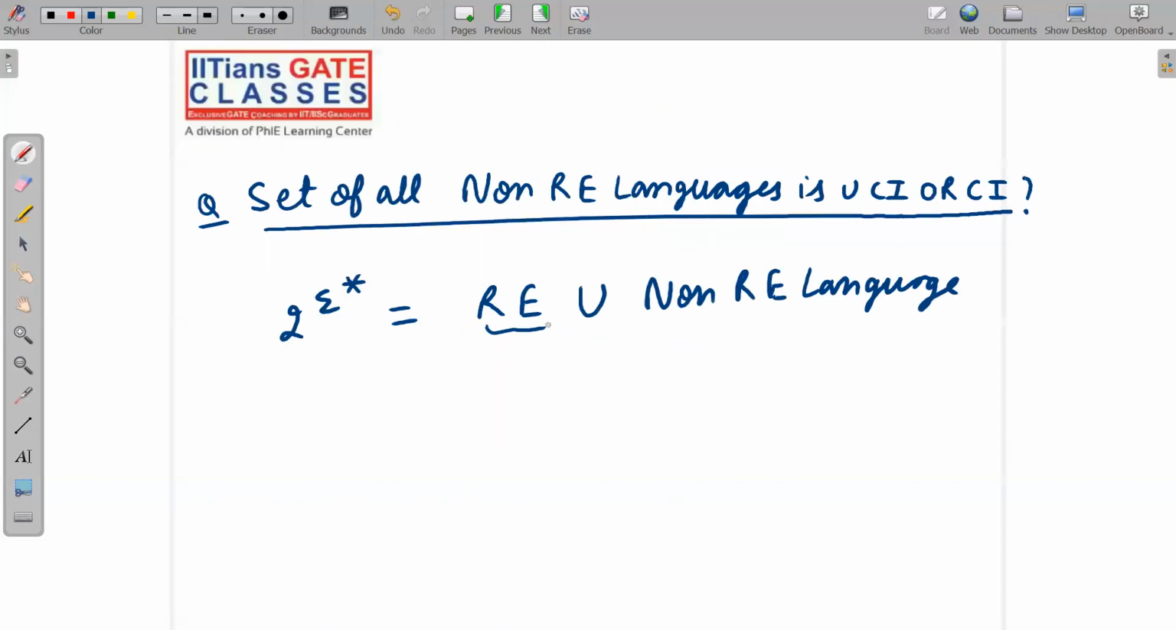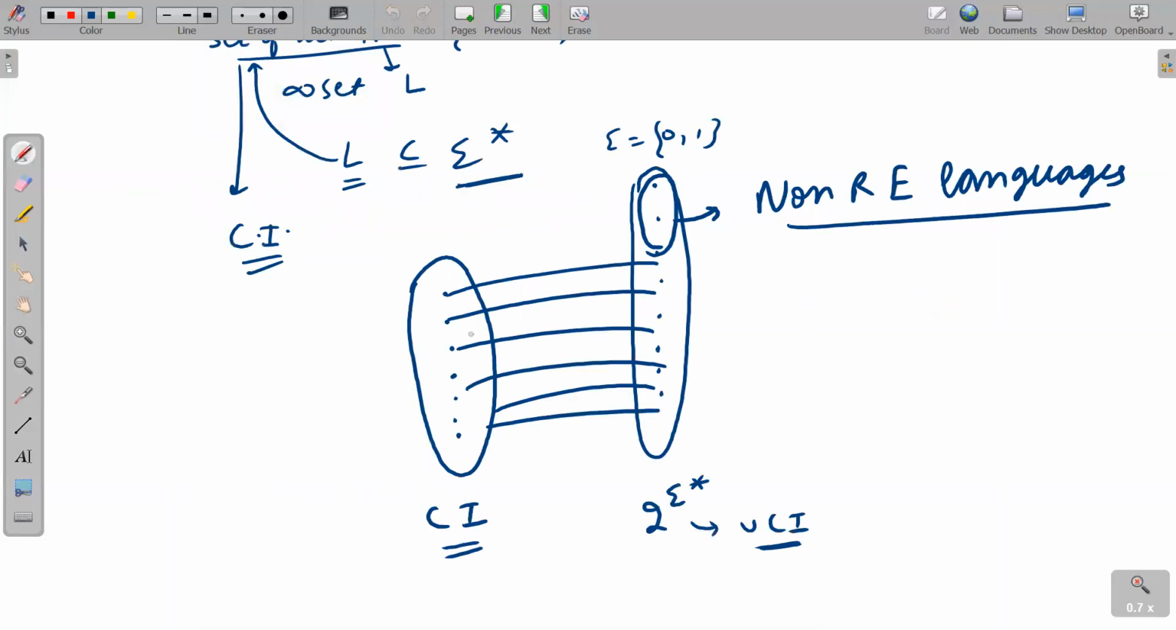So the set of all RE languages is what? Countably infinite. Why countably infinite? Because a language is said to be RE if there is a Turing machine accepting it, and the set of all Turing machines is countably infinite. So each Turing machine corresponds to an RE language. So there is one-to-one correspondence between Turing machines and RE languages, and the set of all RE languages is countably infinite. I'm not going to repeat it again and again. If you are not able to follow, please rewind the video and watch it again. So I have proven to you that the set of all RE languages is countably infinite.